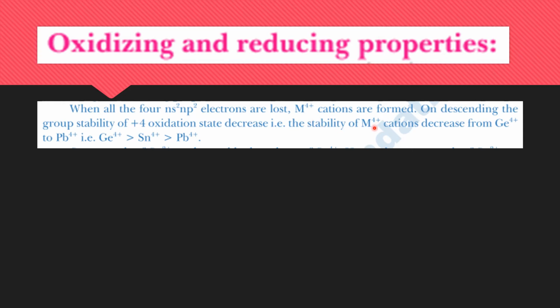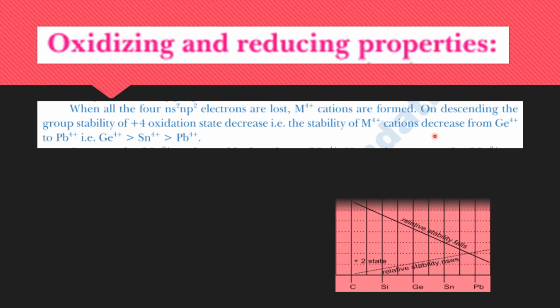So the stability of M+4 cations decreases down the group and that of +2 cations increases. As in the graph, you can see that +4 oxidation state cations are less stable as compared to the +2 cations. So the stability of the +4 cation decreases down the group, and the stability of the +2 cations increases down the group.